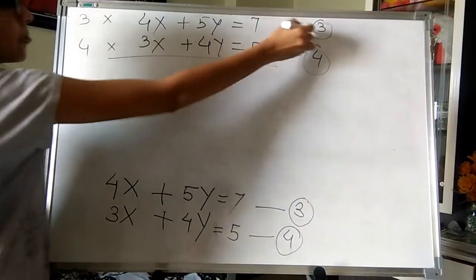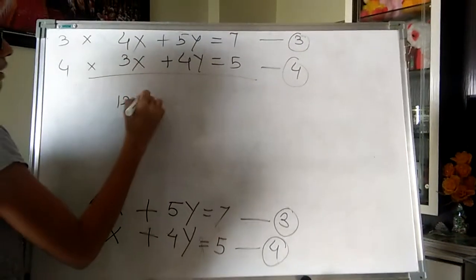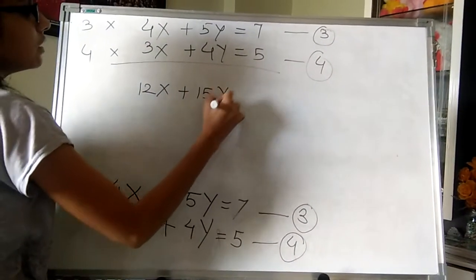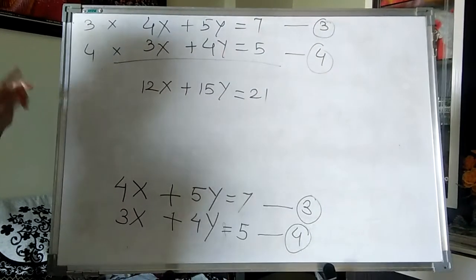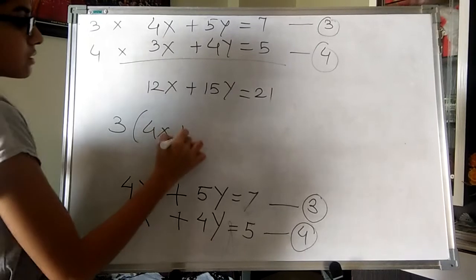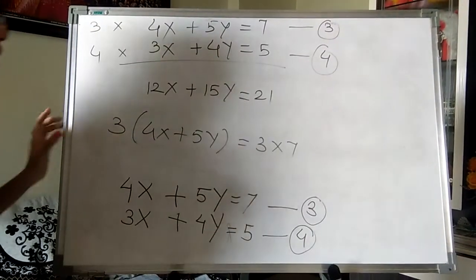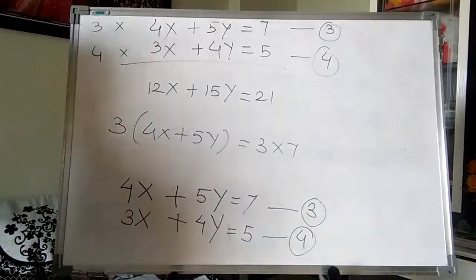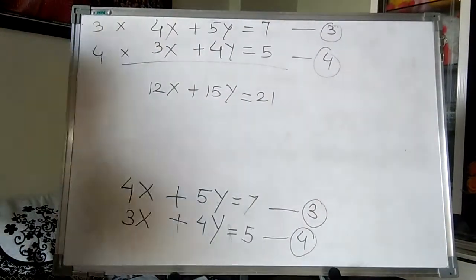Fourth equation by 3 and this equation by 4. What we will get? 3 4s are 12, 3 5s are 15, 3 7s are 21. I have skipped one step. We write it as 3 into 4x plus 5y is equal to 3 into 7. I have told you to write this step. Even you are going to write it, but for now I have skipped it. Don't forget to write it in your notebook.